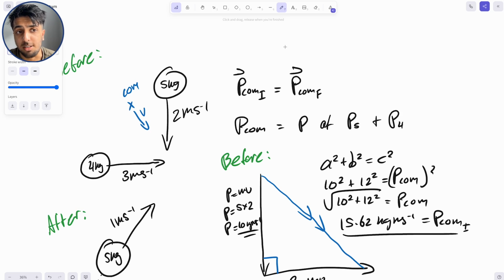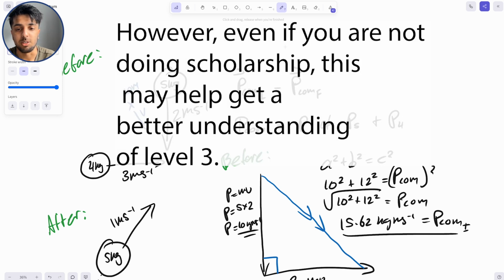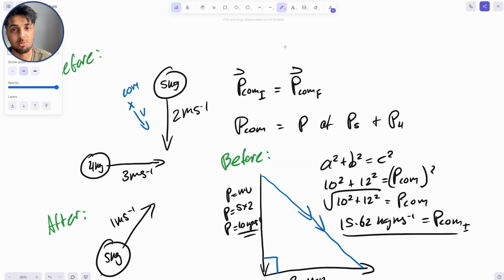Okay, so for this part 3 of our 2D momentum videos, we're going to be moving slightly away from standard level 3 and moving more to some difficult things, so potentially some scholarship ideas here. So if you are just here for level 3, then probably stick to parts 1 and 2. That's pretty much all you need for level 3.